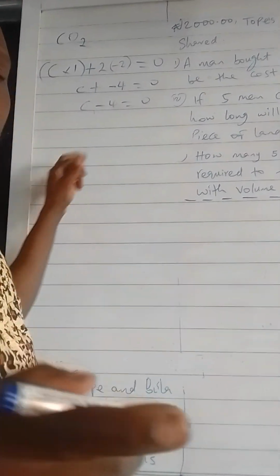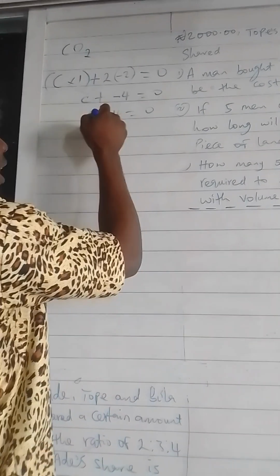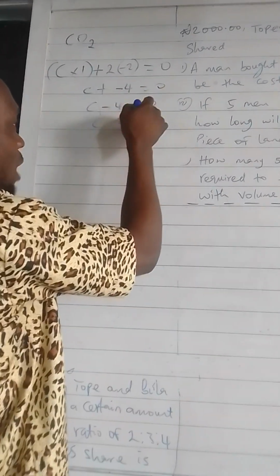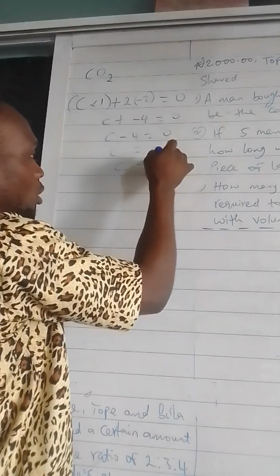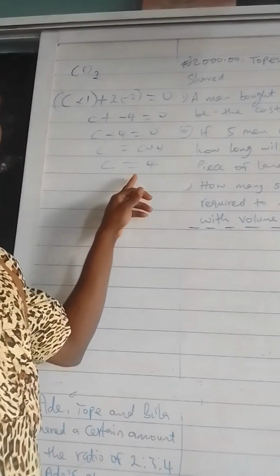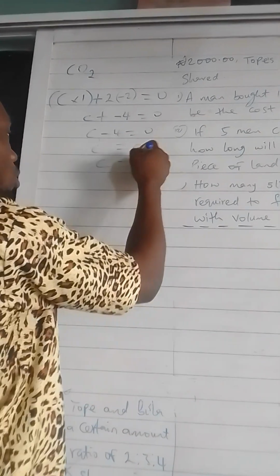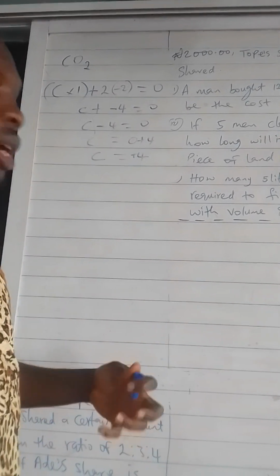We now collect like terms because -4 and 0 are like terms. So -4 will go to the other side, and will now be 0 plus 4. The carbon will now be equal to 0 plus 4, which is 4. So the oxidation number of carbon here is plus 4, or you just write 4.